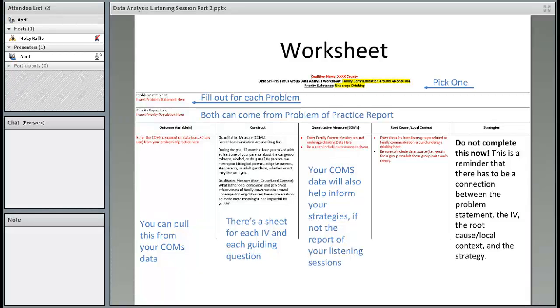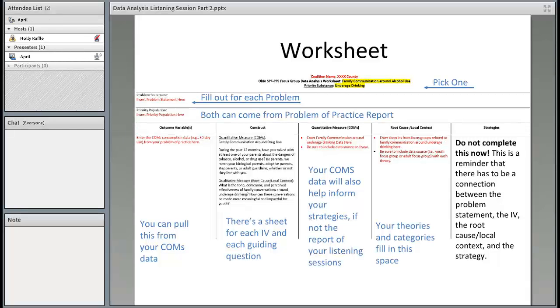So then the next column is what we're really dealing with in this webinar. The root cause and local context outcomes will be where you put your theories from your focus groups related to family communication around, in this case, underage drinking, or whichever variable you're filling out the worksheet for. Again, you want to include your data source with each theory, and this is where you're putting your theories and categories that we've been talking about creating this whole time.